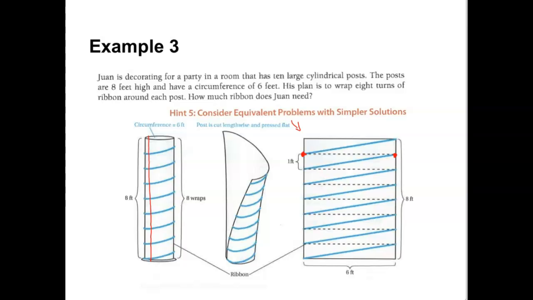And so essentially the way we can think about this is that what we actually have, since we want 8 wraps and the post is 8 feet high, what we have here is 8 right triangles. Each of these would make a right triangle where the hypotenuse is the ribbon, right? And so I can use a little geometry. Probably the most famous formula in geometry that has to do with right triangles is what?